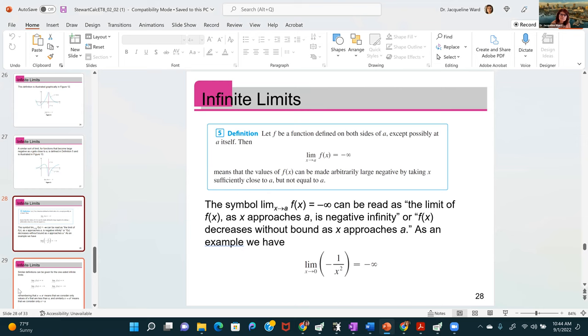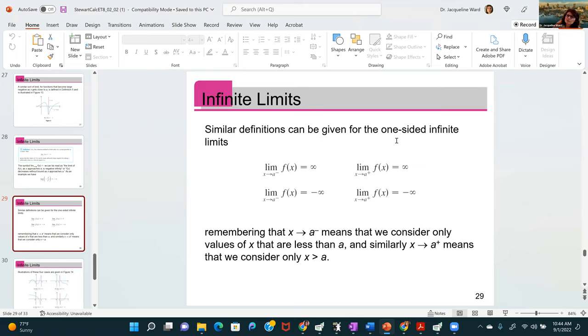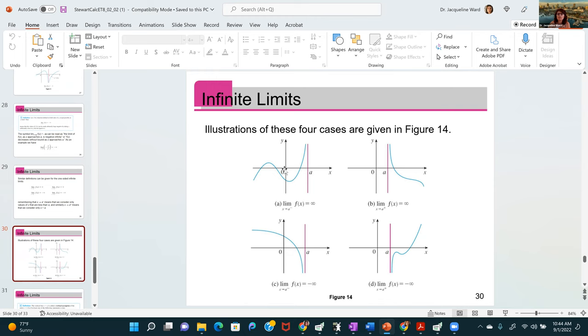And then we have similar definitions for one-sided infinite limits. So the limit as x goes to a from the left of a function is infinity or negative infinity. And the limit as x goes to a from the right is either positive or negative infinity. Here are some examples. Here, as you're approaching a from the left, the function is going up to positive infinity. And here, as you're approaching a from the left, the function is going toward negative infinity. And over here, as you're approaching a from the right, the function goes to positive infinity. And here, the function goes to negative infinity.